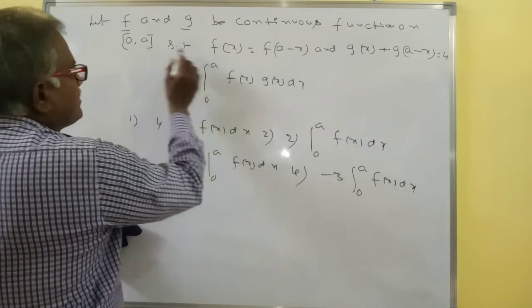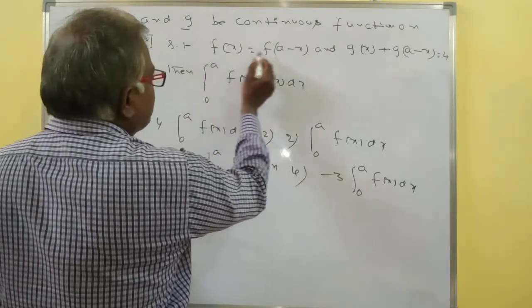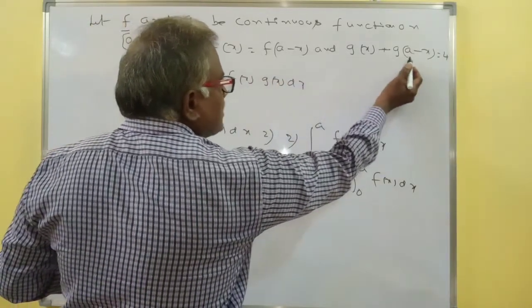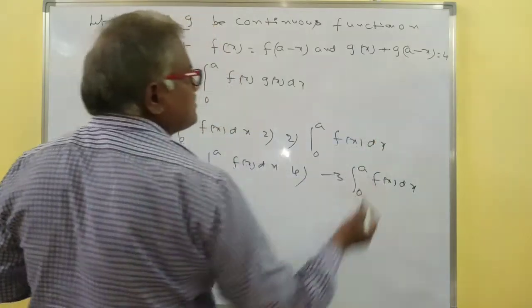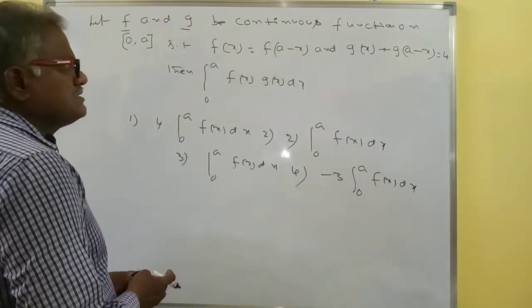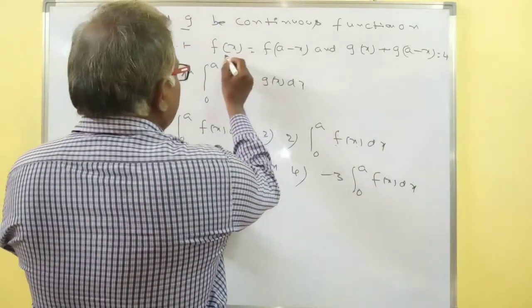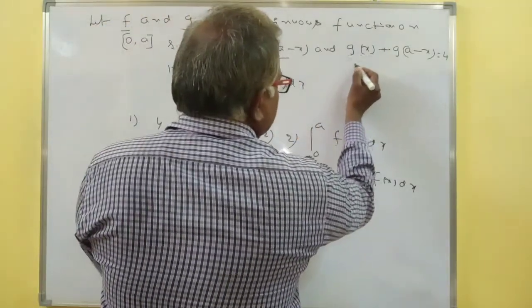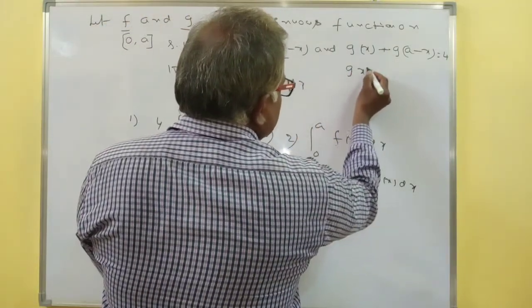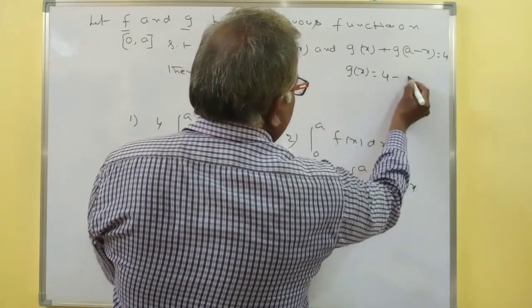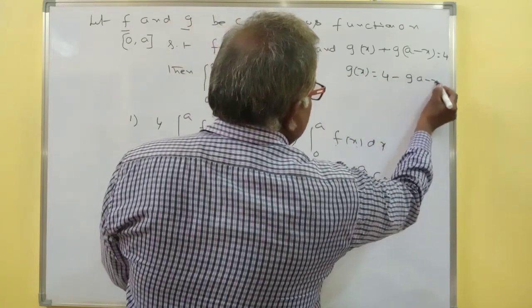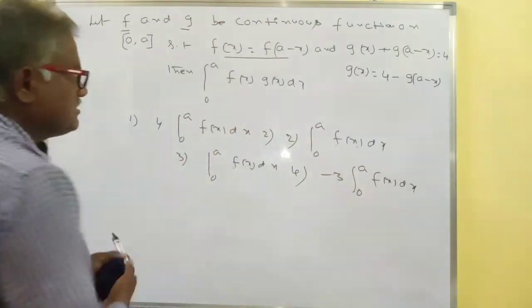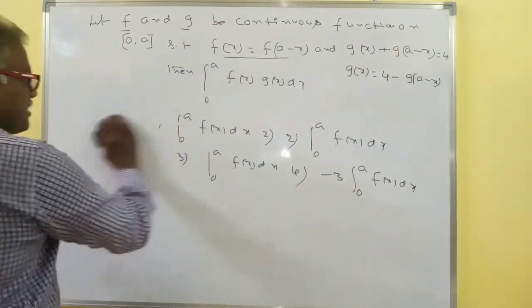Okay. And also given f of x is equal to f of a minus x, and g of x plus g of a minus x is equal to 4. That means here, what is f of x? f of x is nothing but f of a minus x. Also here g of x is nothing but 4 minus g of a minus x. Okay. Now we have to obtain this one.